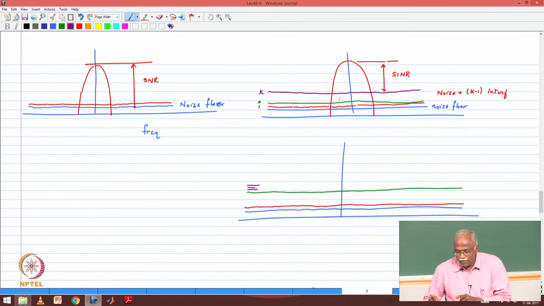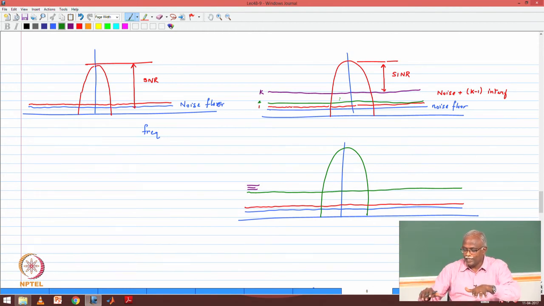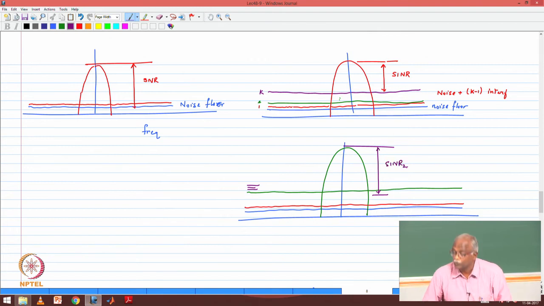Okay. Now, if I am detecting green, notice what will happen. Detecting green, the green part comes out of the noise floor, all the others settle down, he gets a pretty decent, if you take the others to be at this level, okay, gets a decent SINR. So, SINR of user 2.